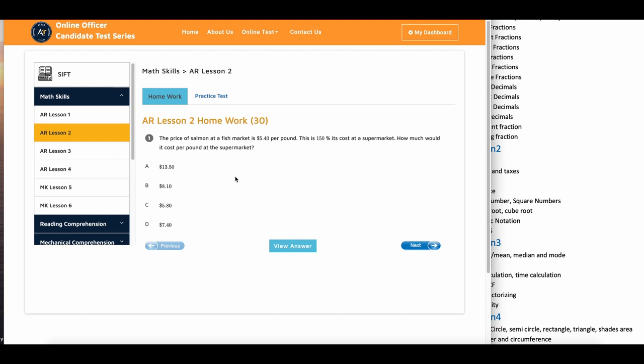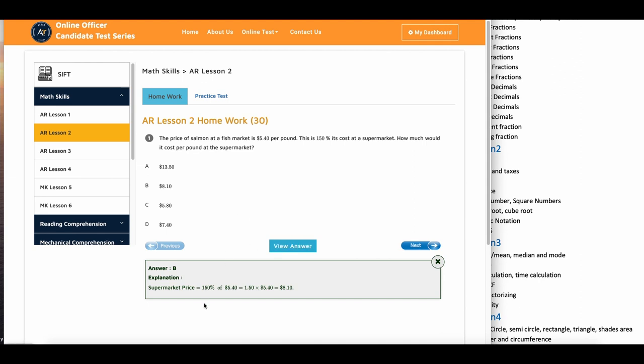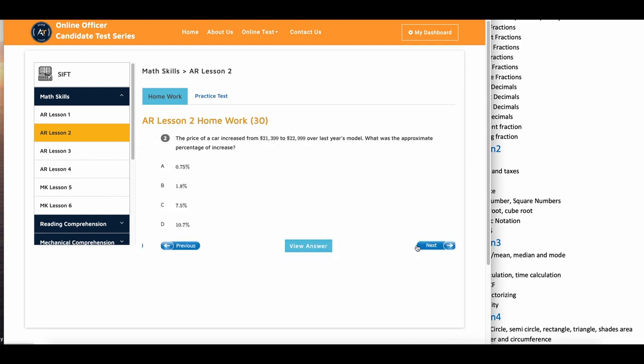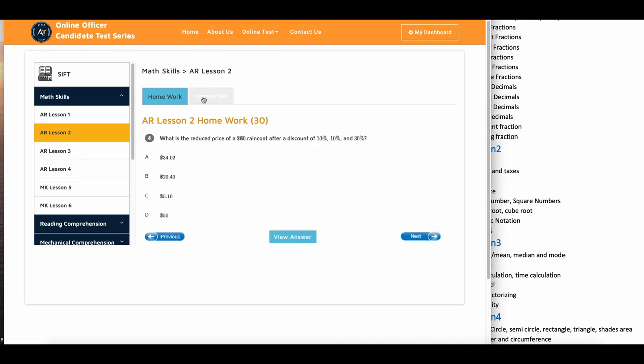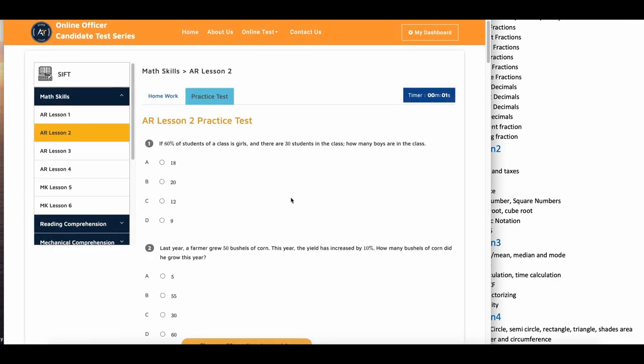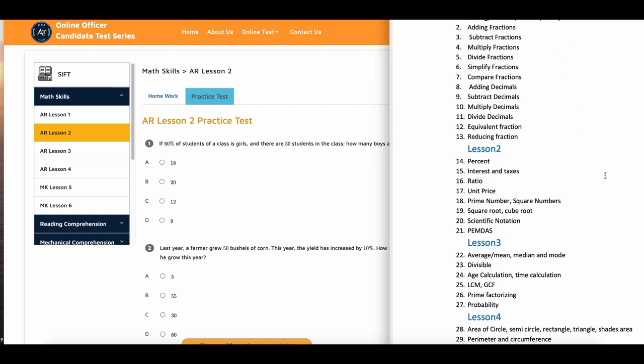In order to do this problem, you need to know how to deal with percent. You could see the answer: for the 150%, you need to make this percent into a decimal and then multiply. If you do all those problems one by one, you could then take a practice test. The practice test kind of tells you which areas you still need to study, so you need to do that.